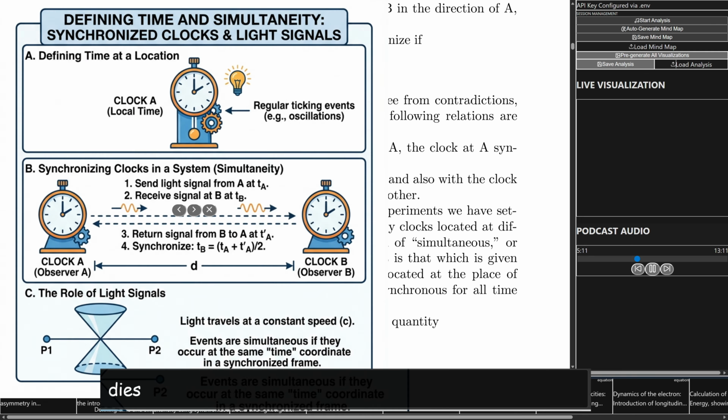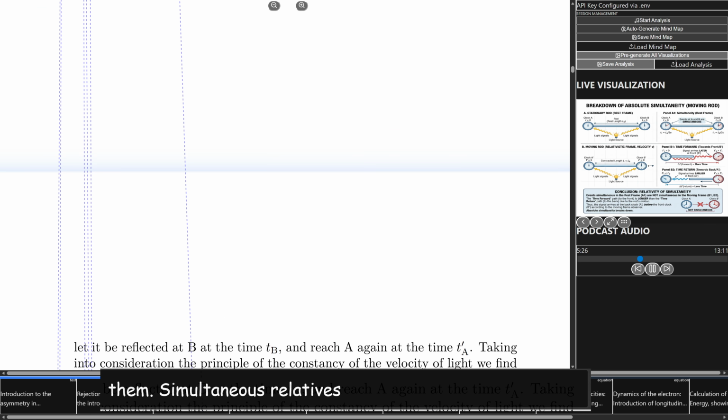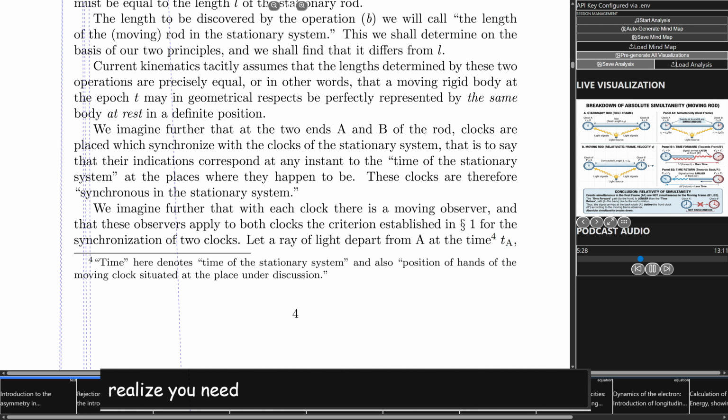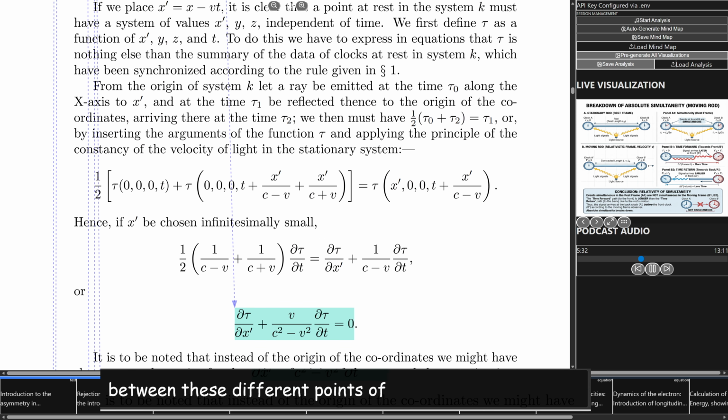It's gone. Because for the observers moving with the rod, they just violated the very definition of synchronicity. Two events that we in the stationary frame declared to be simultaneous are not simultaneous for them. Simultaneity is relative. Wow. And once you accept that, you realize you need a new set of equations to translate between these different points of view. You need a new way to connect space and time.